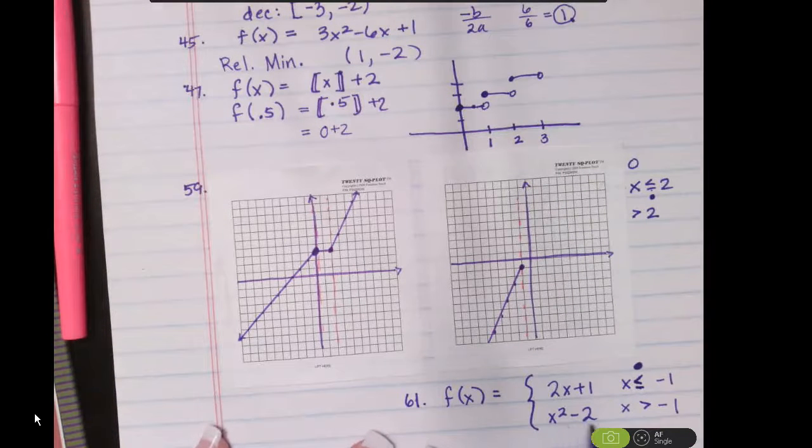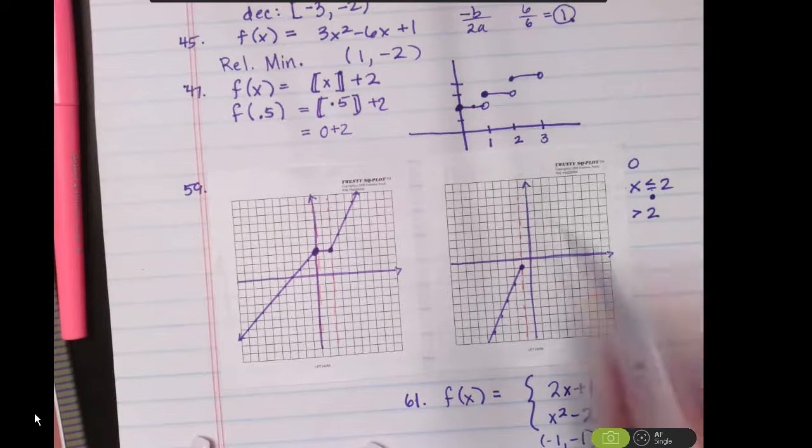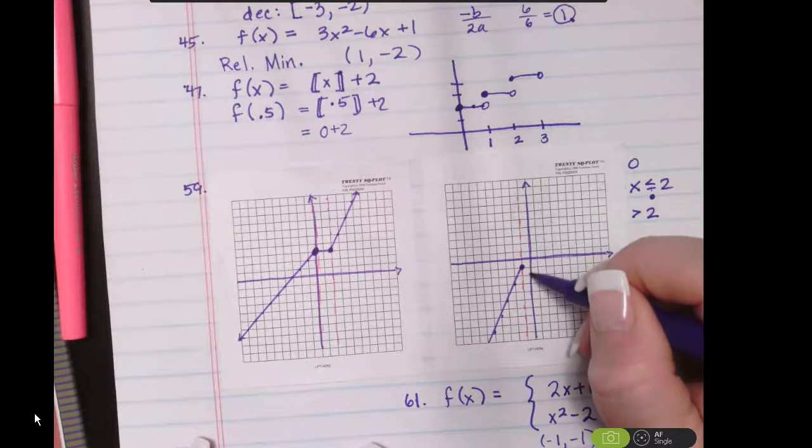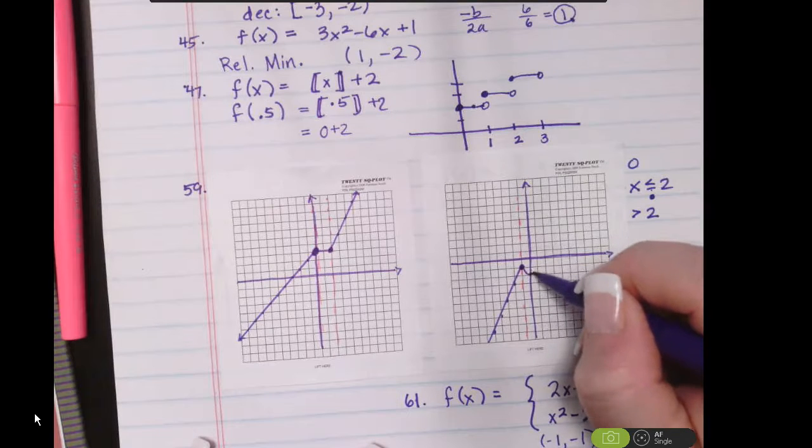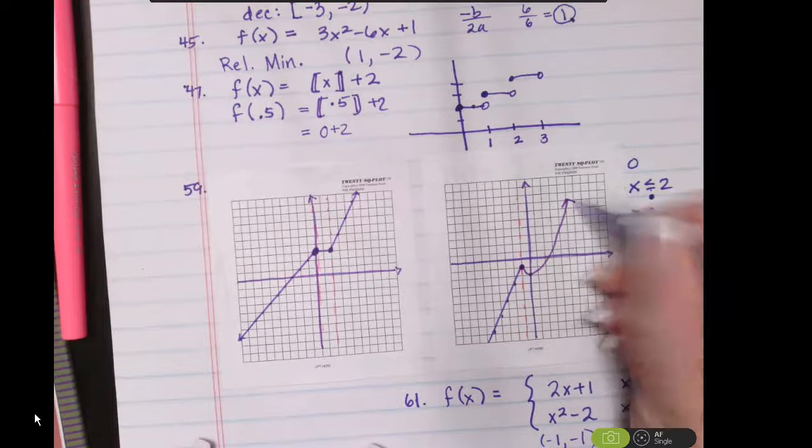Then on the other side of that, I've got a different sort of shape. I know from Algebra 2 and Algebra 1 that this is going to be a parabola. At -1, I substitute that in. -1 squared is 1 minus 2. I'm still getting -1, -1. And this is a standard opening parabola, just shifted down 2 units. So that's going to look like that.